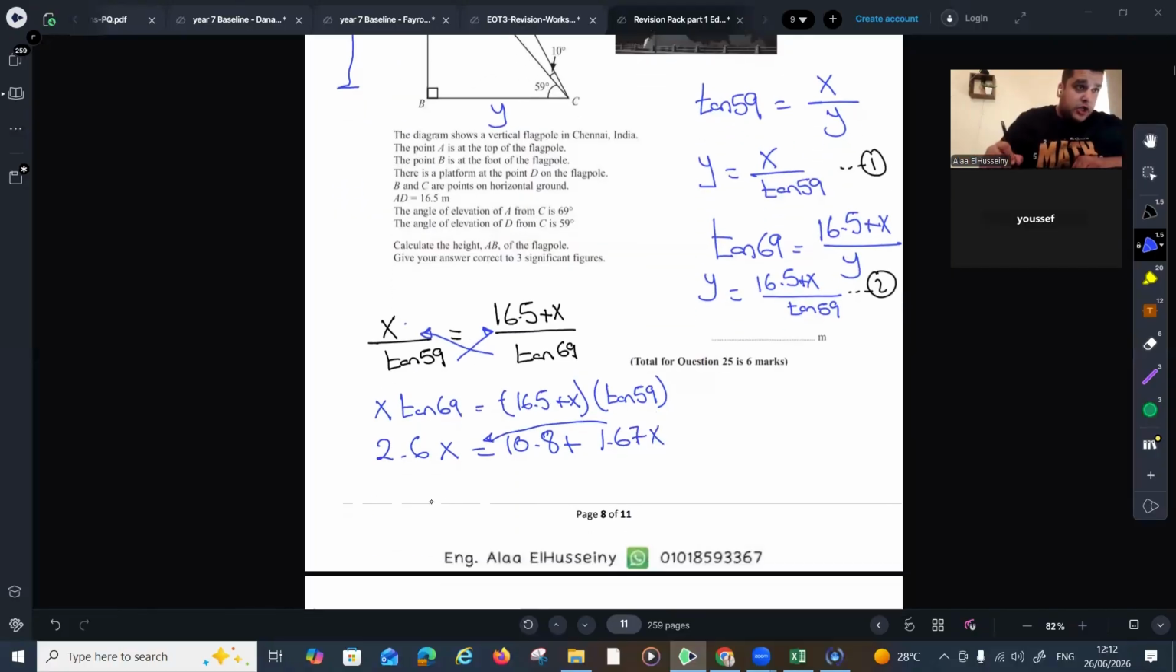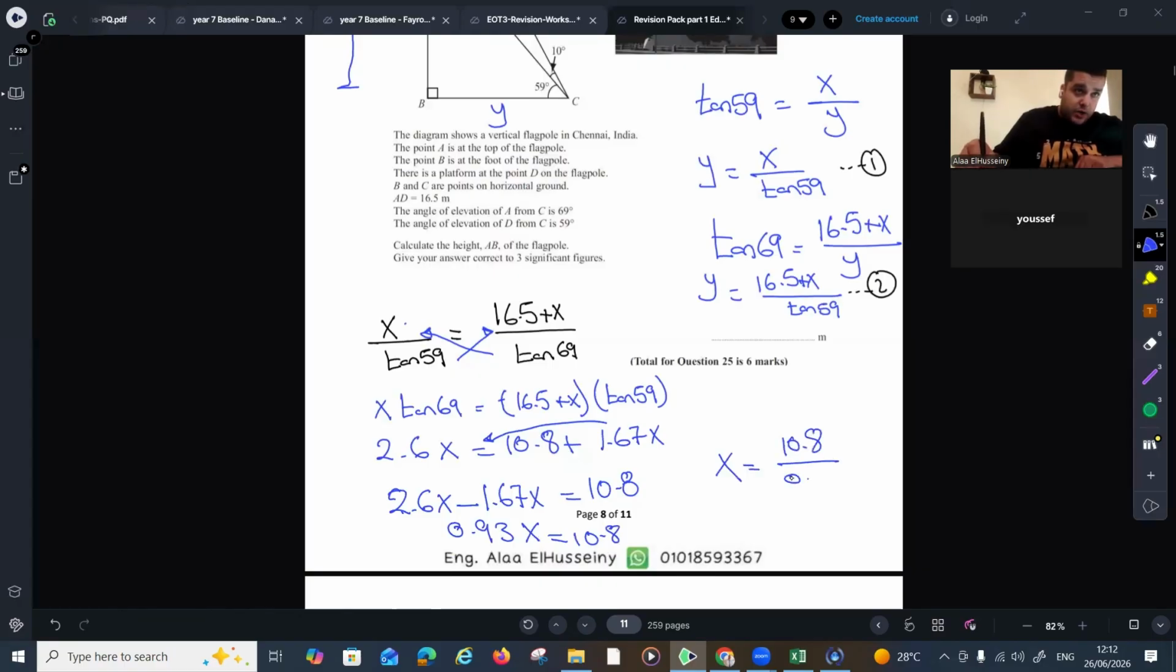So we have 2.6x minus 1.67x equals 10.8. That's 0.93x equals 10.8. Now let's get the value of x. That's 10.8 over 0.93, which is 11.61. So to three significant figures, that's 11.6 meters. Okay?